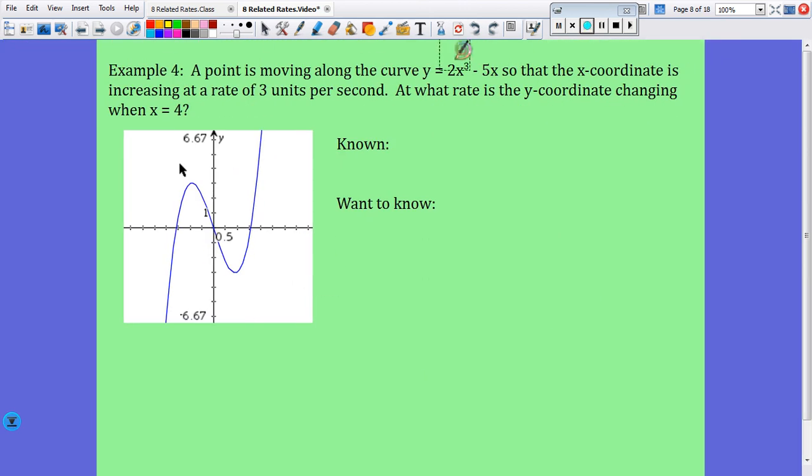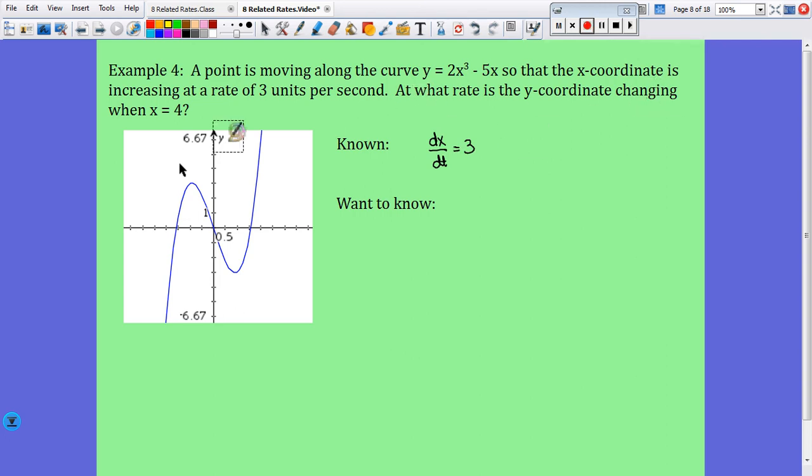Okay, a point is moving along the curve y equals 2x cubed minus 5x. So the x-coordinate is increasing at a rate of 3 units per minute. At what rate is the y-coordinate changing when x is 4? Alright, so we know a couple things. They said the x-coordinate is increasing at a rate of 3 units per second. So that's going to be the change of x with respect to time, dx/dt, and that is positive 3. It's increasing.